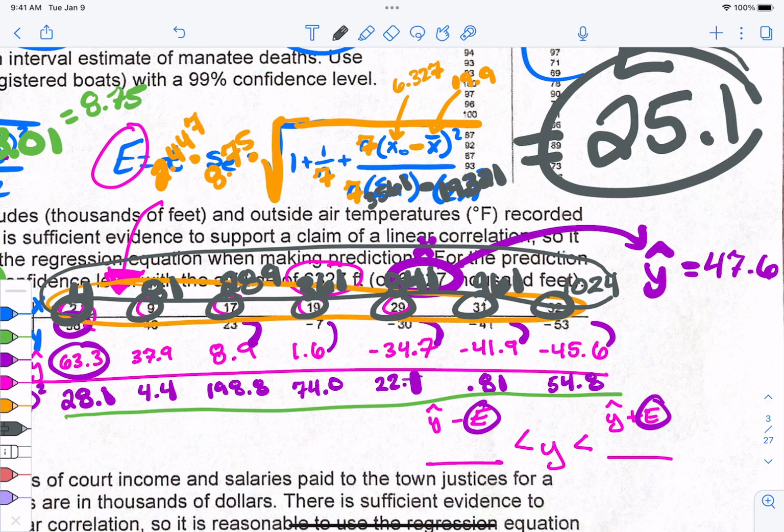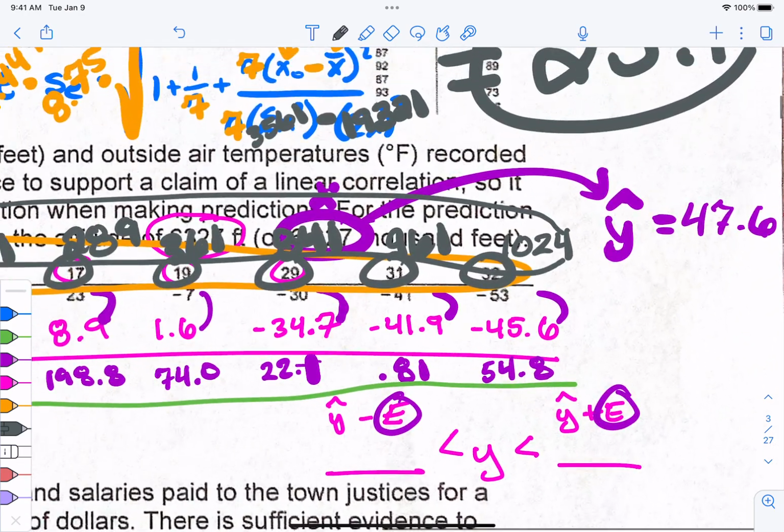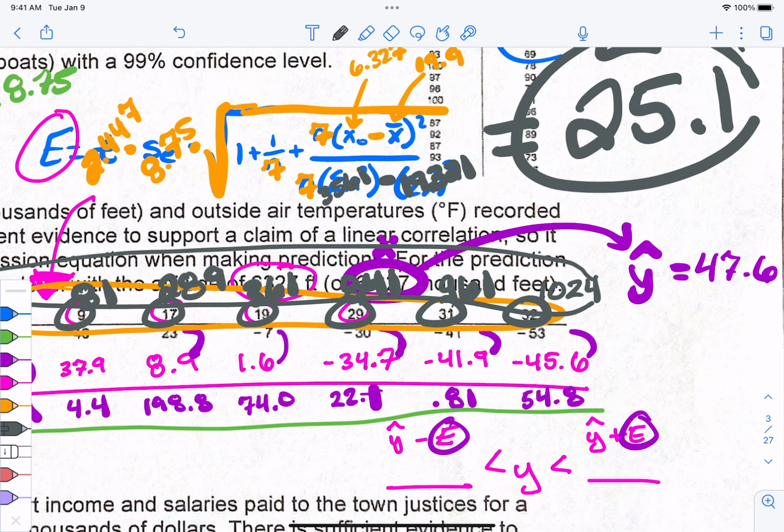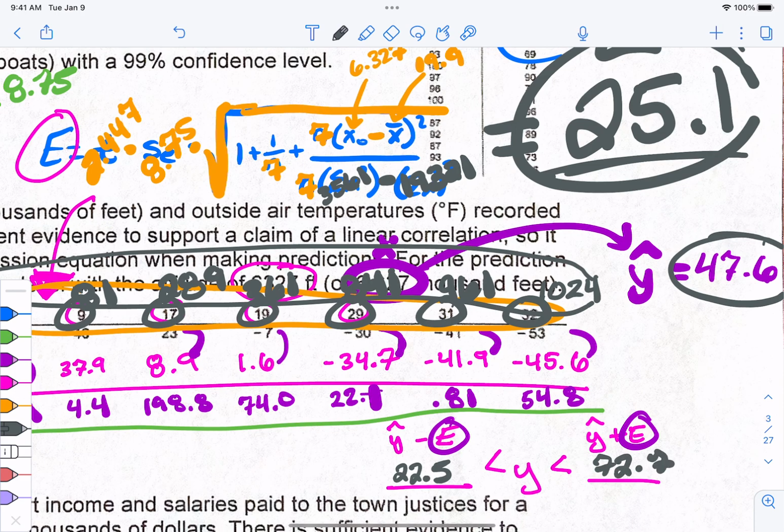Okay, we're almost done. We have to find the range. So according to the 6,200 feet, an error of 25.1 degrees. That means it's going to be between something and something. Add and subtract: 22.5 and 72.7.